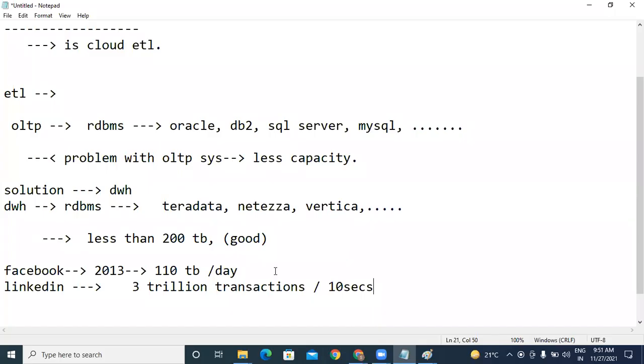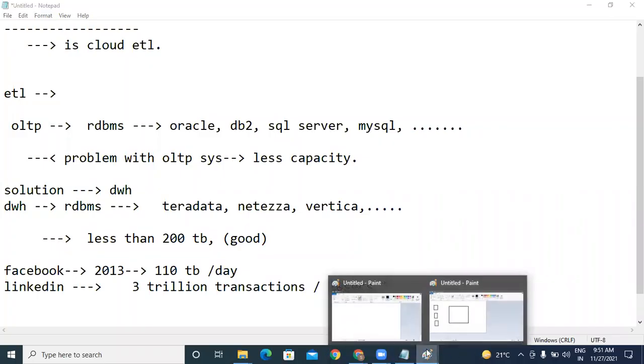That much volume. If you want Oracle, normal databases, normal storage systems to capture all these transactions, the transaction systems will crash, will fail. Because of so many online applications and so much user involvement, the data volume drastically increases. It's only for 10 seconds, 3 trillion transactions. Got it? So if you talk about a day, okay, much calculation is there. So this is the problem with the traditional data warehouses.